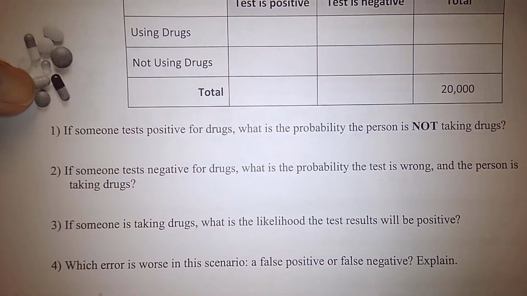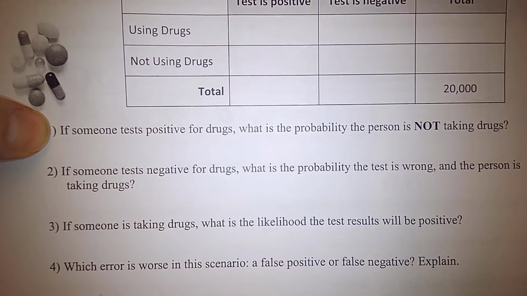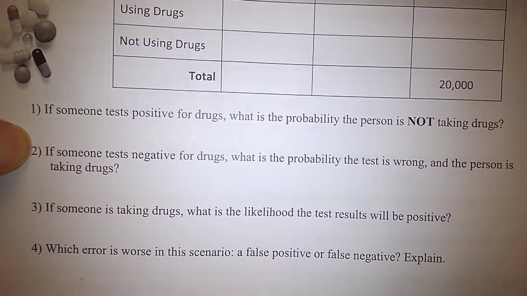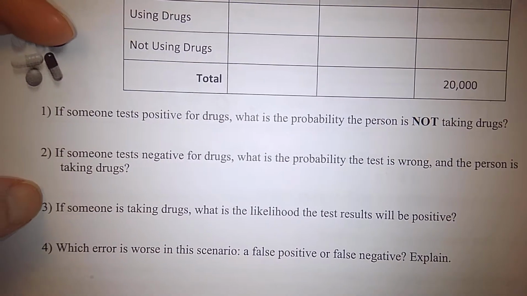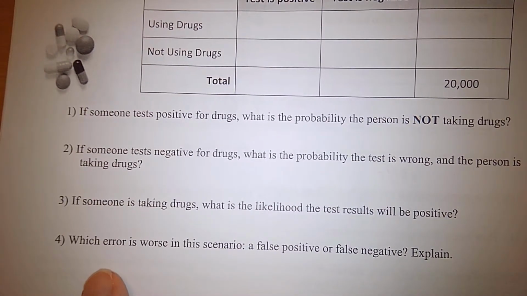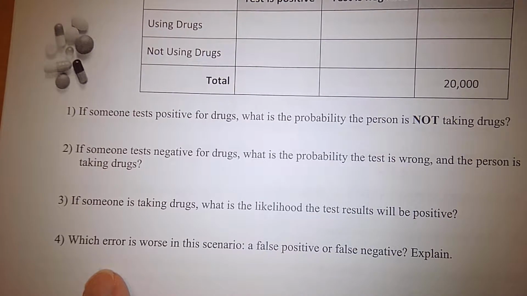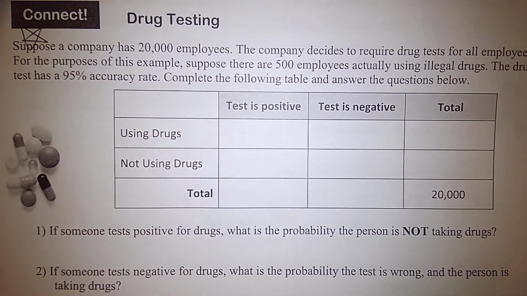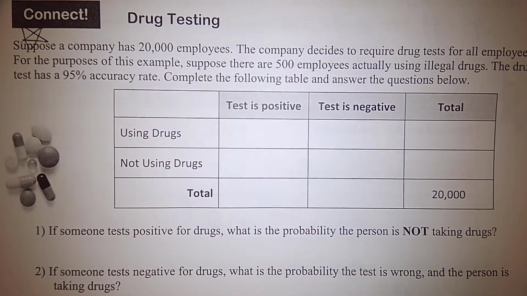If someone tests positive for drugs, what is the probability the person is not taking drugs? If someone tests negative for drugs, what is the probability the test is wrong, if the person is taking drugs? If someone is taking drugs, how likely is the test result to be positive? Which error is worse in the scenario, false positive or false negative? Okay, very good. So, assume this is the test question. Are we ready to do it? Okay.